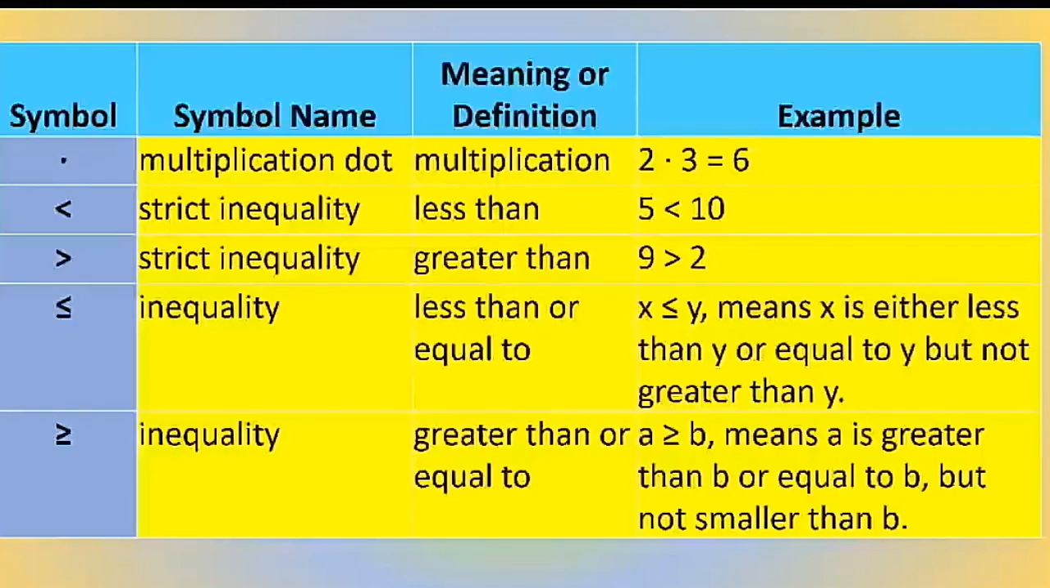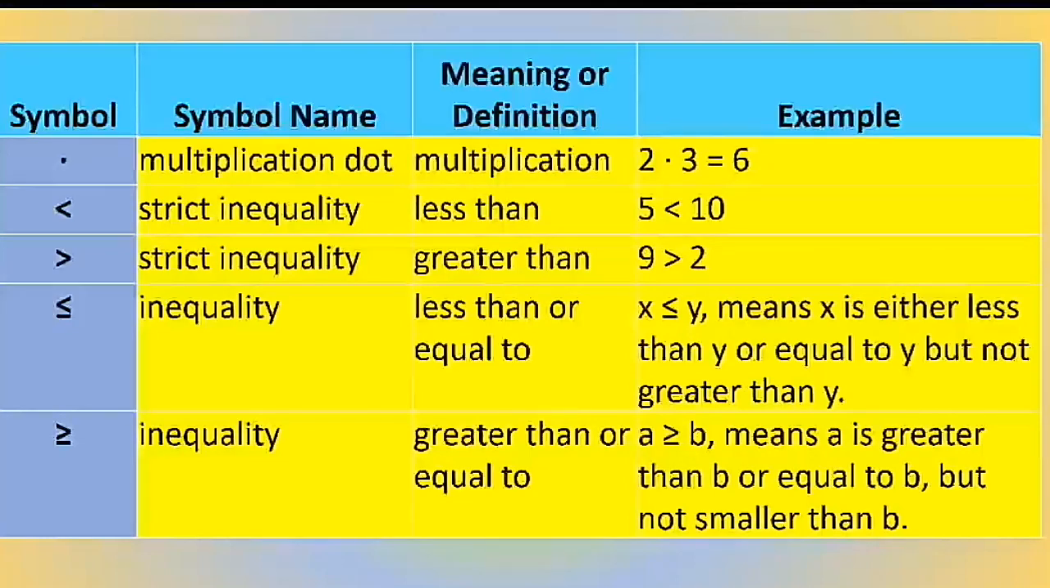The first symbol is the multiplication dot. Example: 2 dot 3 equals 6. The second one here is the strict inequality, or the less than symbol. Example: 5 is less than 10. Then the strict inequality greater than symbol. Example: 9 is greater than 2.